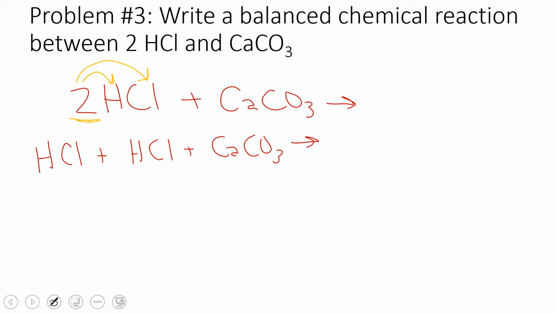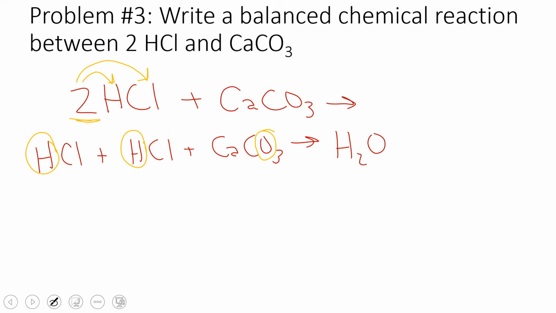Because I know I want to make water. So I got 2 H's, but I got to find my O. And the only place I can get an O from is over here. And I only want one of them, so I'm only going to take one of them, right? So I'm going to make H2O. This is one of those special ones.